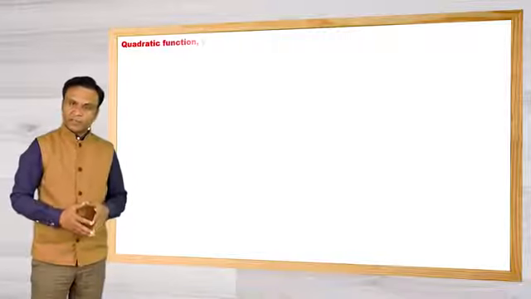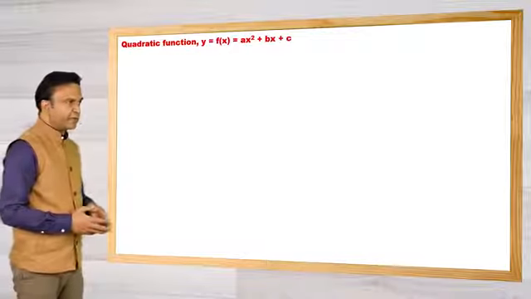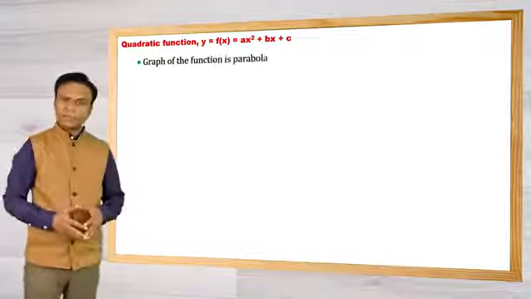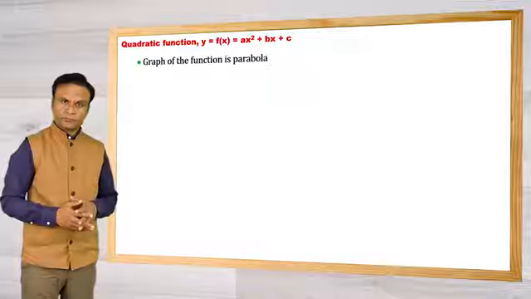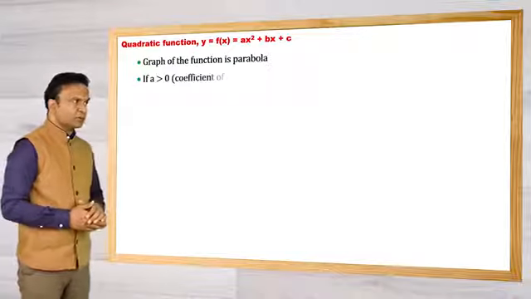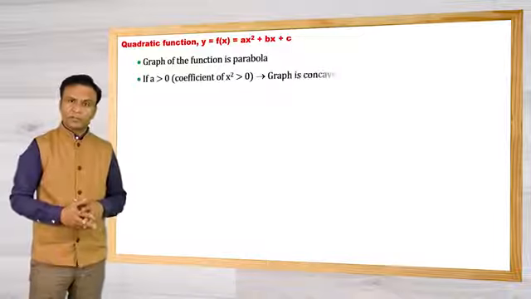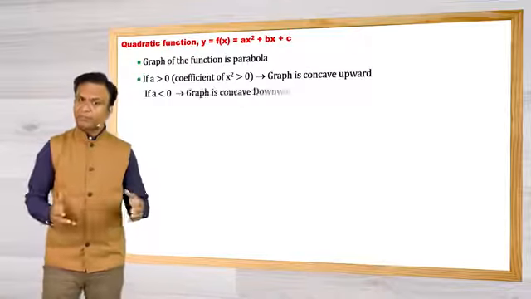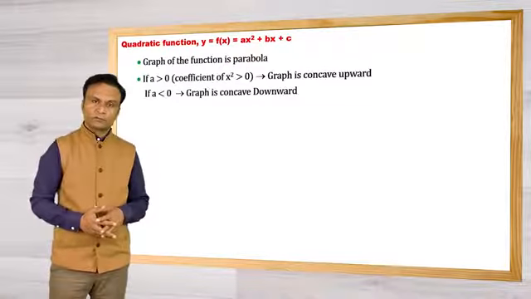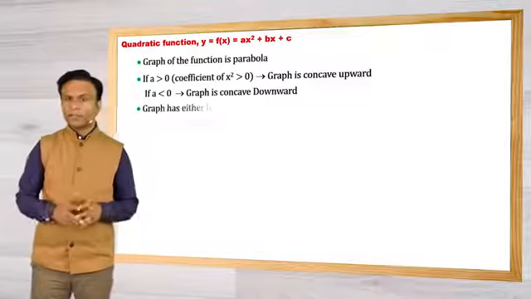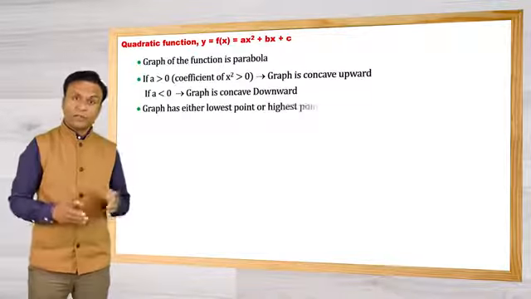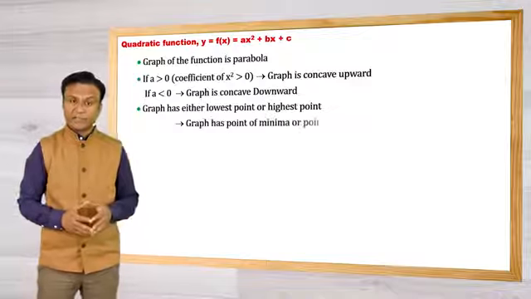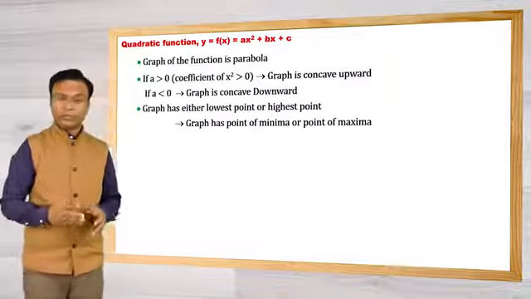Consider the general quadratic function y = ax² + bx + c. Here the graph of the function is a parabola. Now when a, which is the coefficient of x², is positive, the graph is concave upward, and if a is negative, the graph is concave downward. Also, the graph of a quadratic function always has a lowest point or highest point, or we can say the function has either a point of minima or a point of maxima.